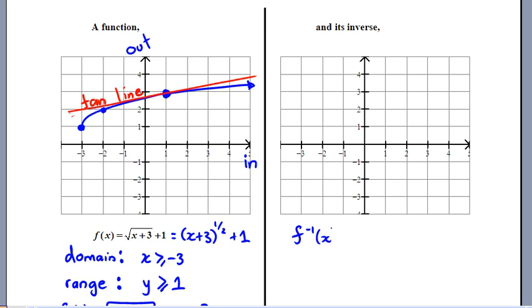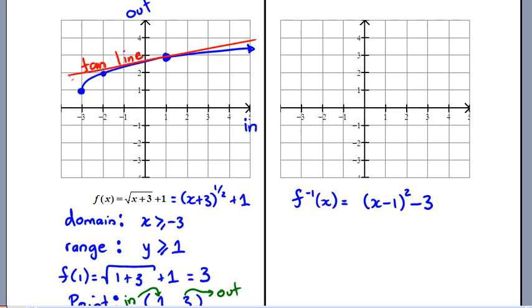Inverse function denoted that way ends up being x minus 1, remove the 1 that was added on last with the function, square things to get rid of the square root, and then take away 3. That's exactly what you'd find if you interchanged x and y and then solved for y.